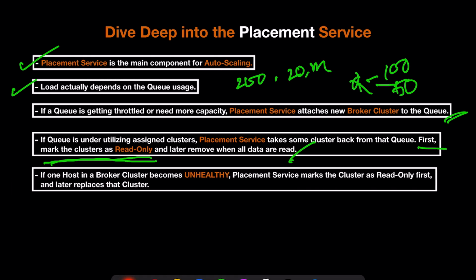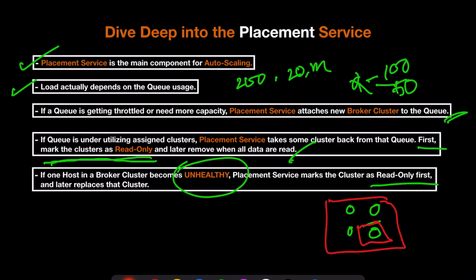So if one host in a broker cluster becomes unhealthy, the placement service marks the cluster as read-only first. That means say in a broker cluster we have 4 different broker hosts, and if one host becomes unhealthy like this one, then the whole cluster will be marked as unhealthy, and after some time we will mark it as read only. That means no new queue or data will be written to that specific cluster, and later we will load a new cluster with 4 different hosts, and eventually this one will be taken down.